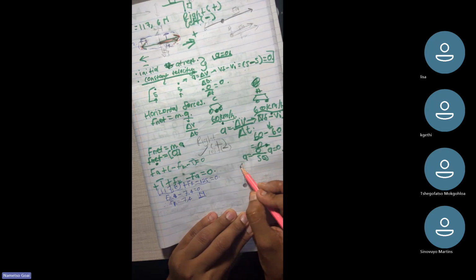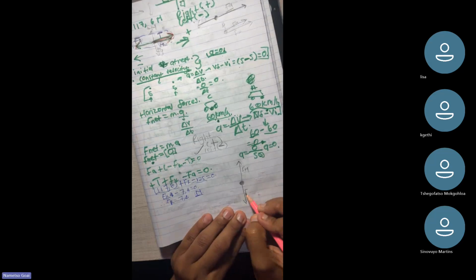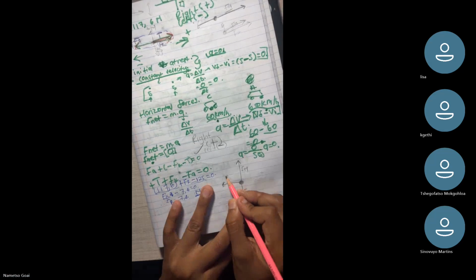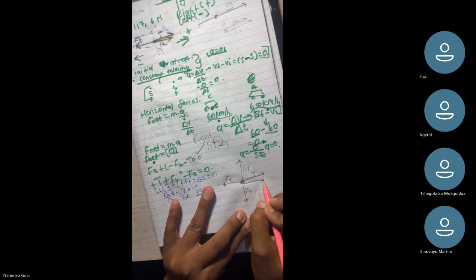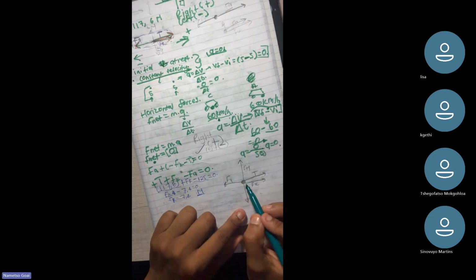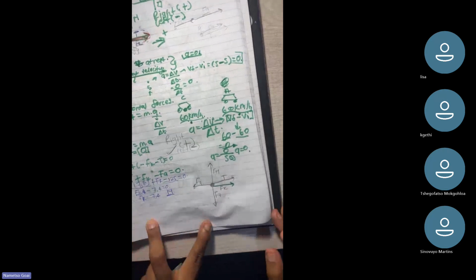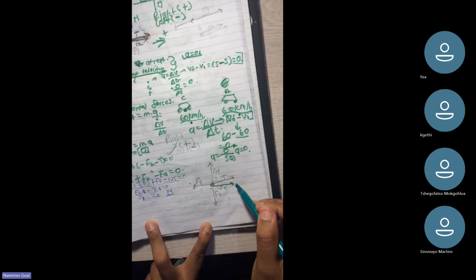We have Fn, Fg, Fa, tension, and F. They told us specifically to calculate friction. And this friction that they're telling us to calculate, in which axis does it belong? It belongs to the x-axis, right? Because it's acting along the x-axis.